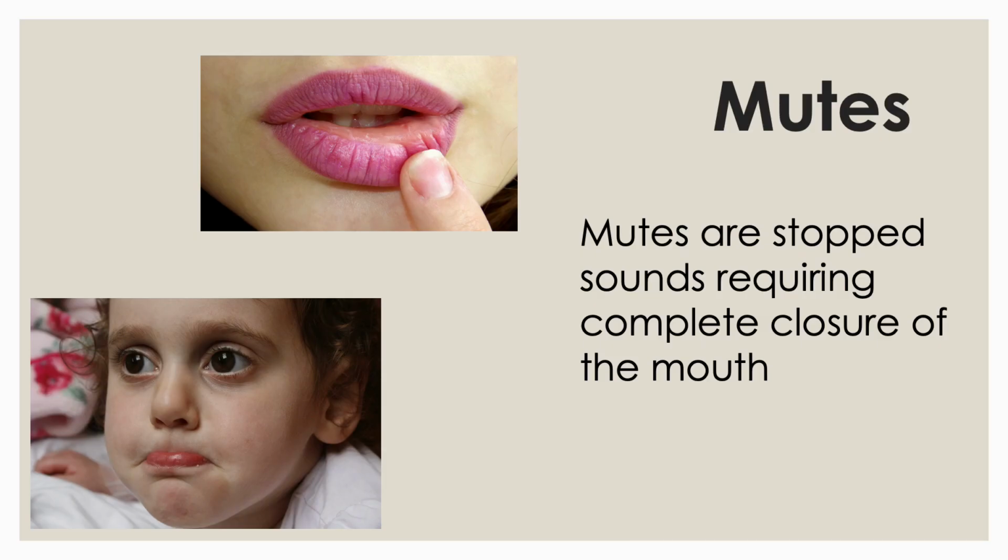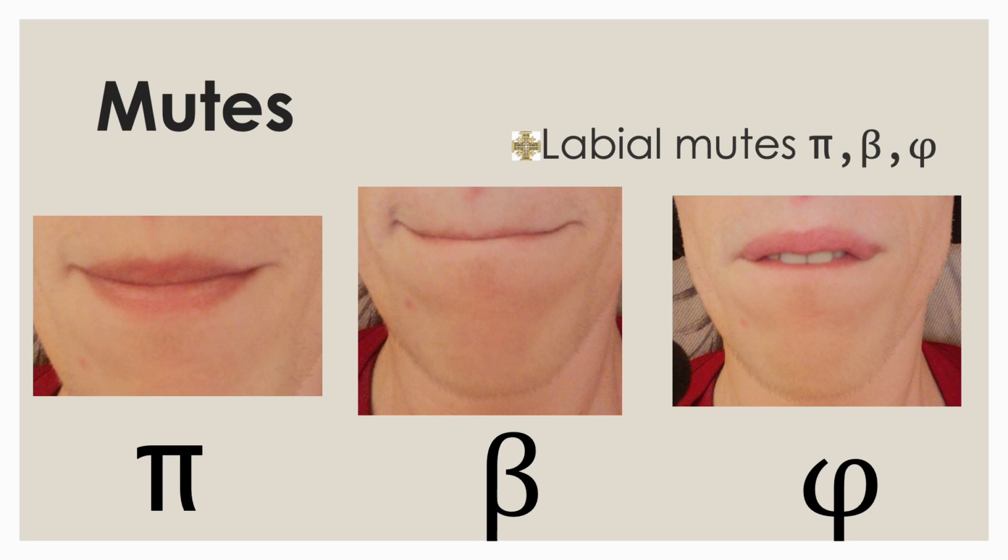Mutes are stopped sounds that require the complete closure of the mouth to say them. The mutes fall into three classes, defined by which part of the mouth we use to say them. So the labial mutes, meaning the lips, are spoken from the lips. So p, b, and f. You'll notice as you say them that you have to feel the use of your lips and the closure of your mouth as you say those letters. Have a go at trying them. Pi, beta and phi.